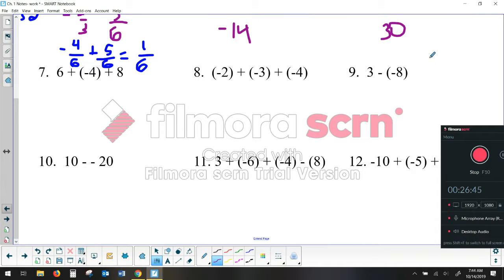Oh, I missed 10, 11, and 12. I'll have you do those too. You guys can do those on your own. We'll go over them tomorrow. 6 minus 4 plus 8. 6 minus 4. Positive team's winning by 2 plus 8. Same team, 10.